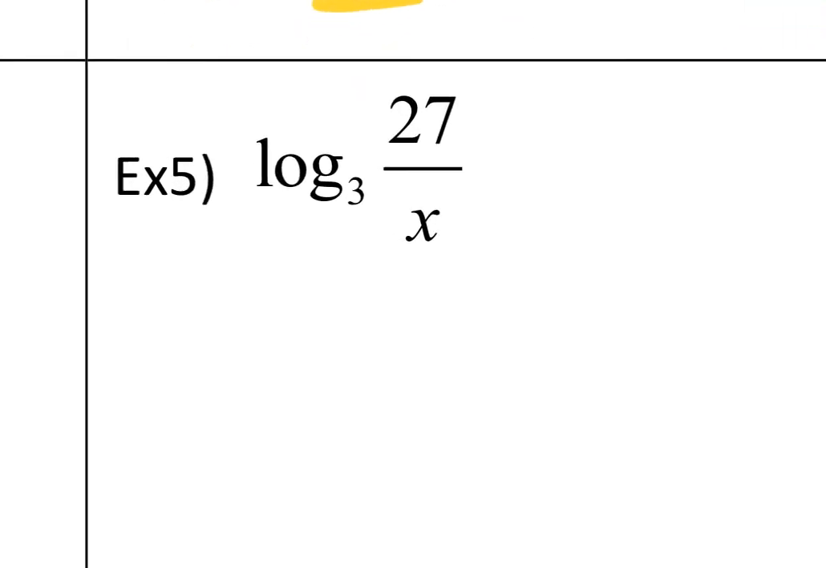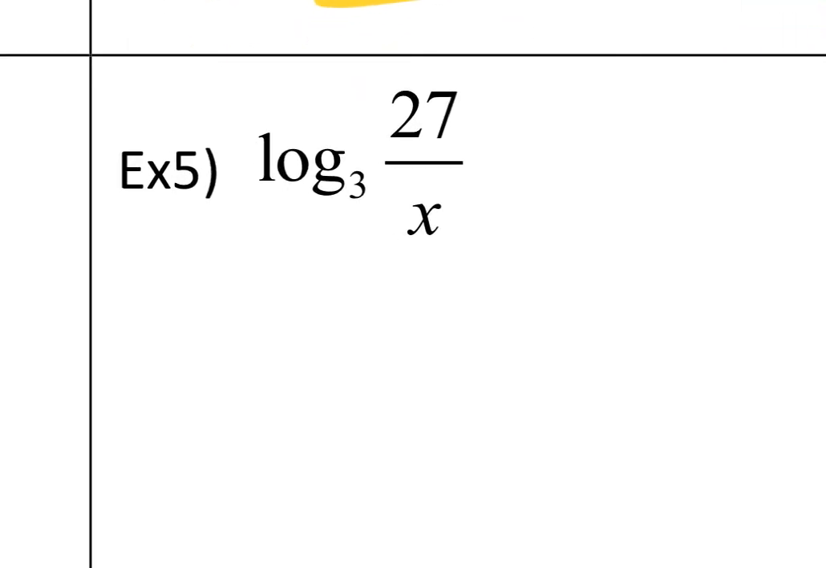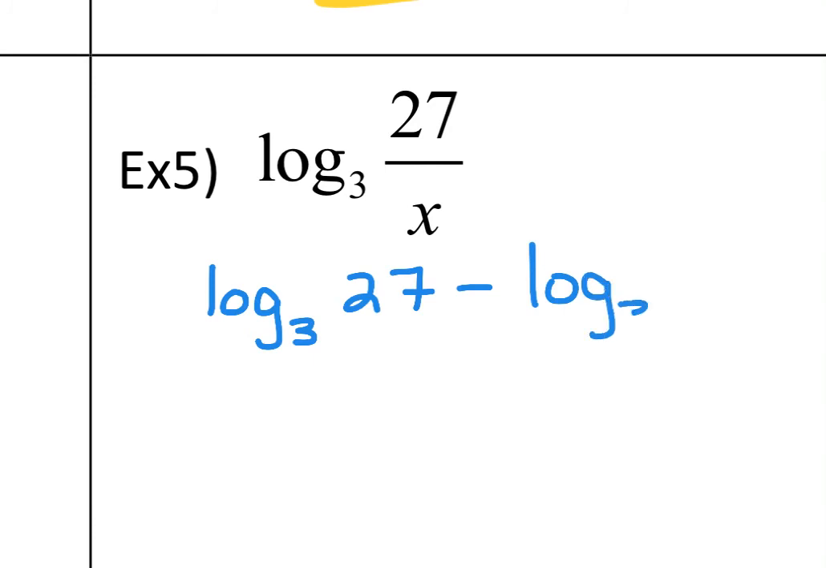So let's take a look at example 5. It's a division problem. This example is going to have 2 steps to it. So I'm going to start by writing log, don't forget the base, of the numerator minus log base 3 of the denominator. And before you move on, make sure that that makes sense to you.